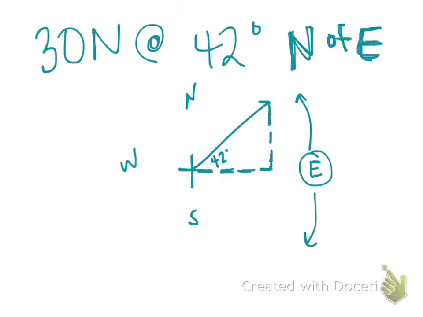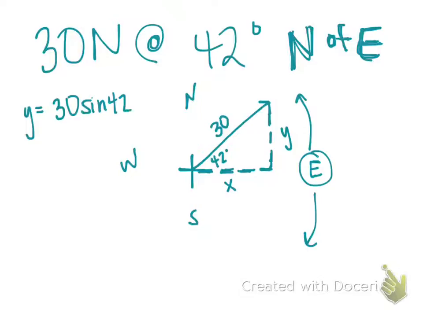Now let's find these components. So I have the hypotenuse, which is equal to 30 newtons. So how can I go about solving for this y side? Opposite over hypotenuse. Good. So we would say 30 times sine of 42.